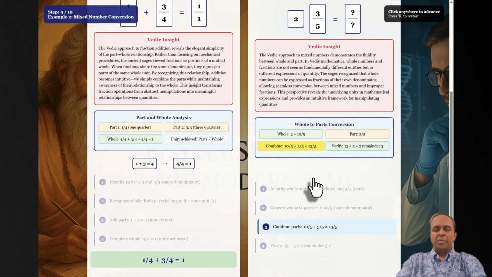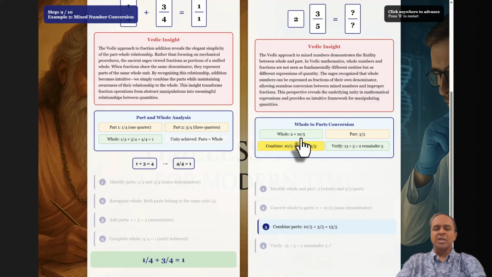So now we combine, so we saw the two parts. So basically what you do is we take the whole and we convert that to also a part. So if you keep the same denominator, 2 can also be written as, if the denominator has to be 5, the numerator is 10, right? So now you have 10 by 5 and 3 by 5. So you add those two, that's 13 by 5, right?